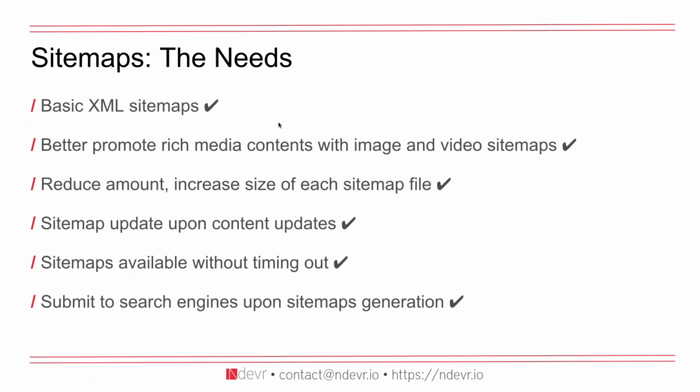So with that, we were able to accomplish all the items that we wanted to accomplish initially. We have the basic XML files for the sitemaps, and then we have videos and images sitemaps. Now we have a smaller amount of XML files, and we were able to update the sitemap files when the contents are updated. Sitemaps are available without timing out because it's just calling directly to S3. We don't have a timing out issue anymore, and search engines are pinged when the sitemaps are generated.